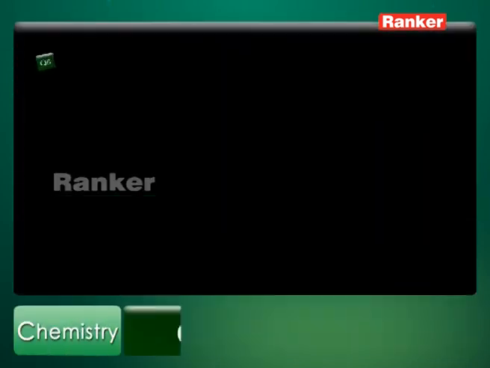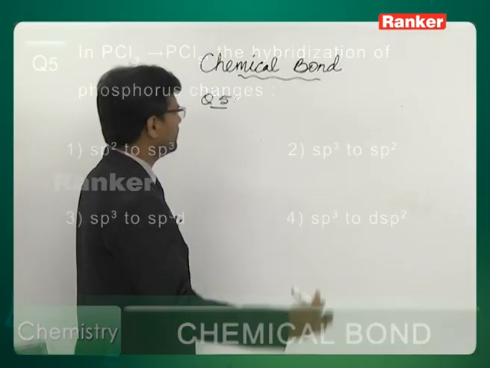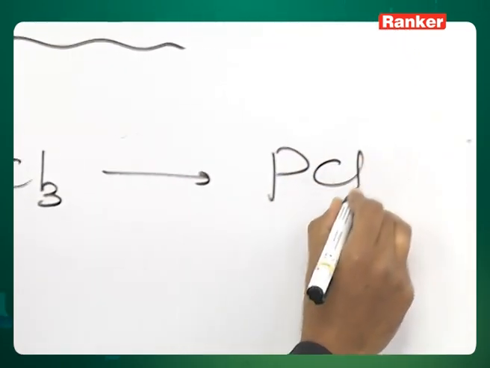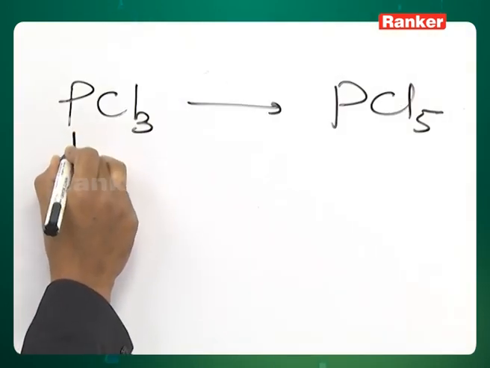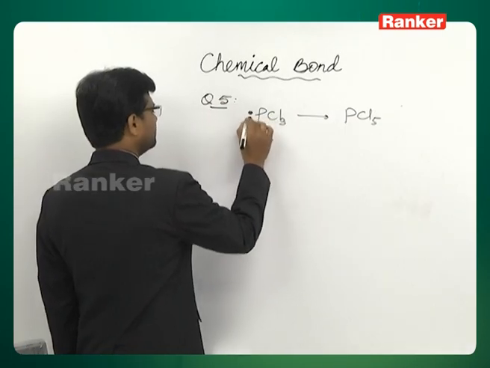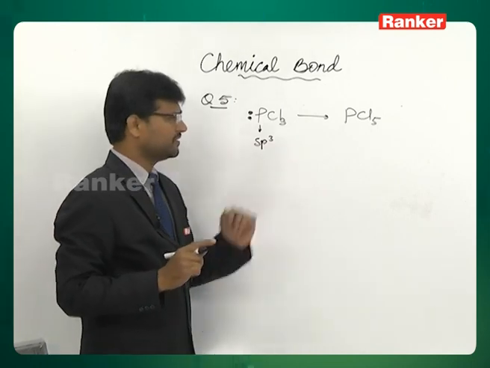Question number 5. In PCl3 to PCl5 transformation, the hybridization of phosphorus changes to first option sp2 to sp3, second option sp3 to sp2, third option sp3 to sp3d, and fourth option sp3 to dsp2. Let's look. The hybridization of phosphorus in PCl3 is sp3. It has got one lone pair. Because it has got one lone pair and 3 bond pairs, it requires 4 hybrid orbitals, so hybridization is sp3.